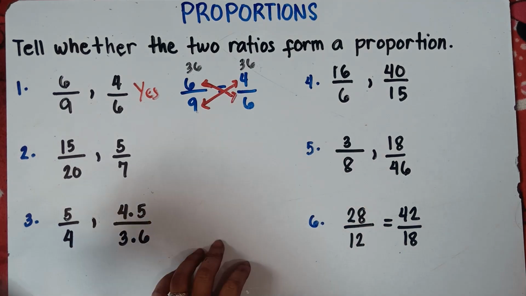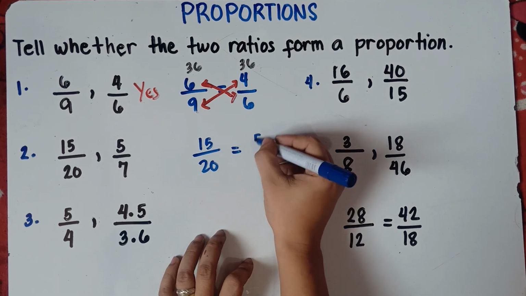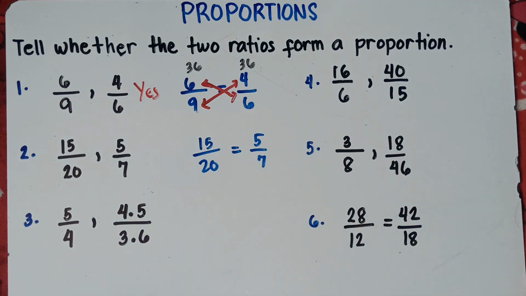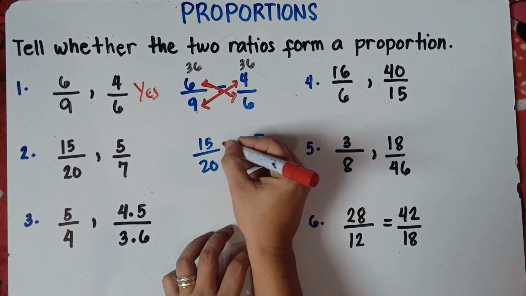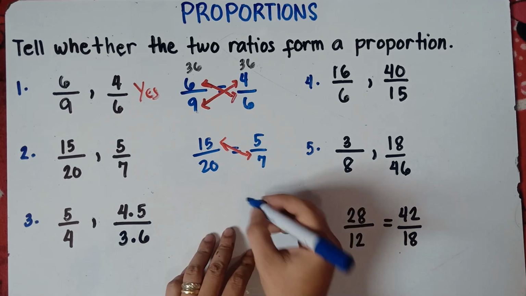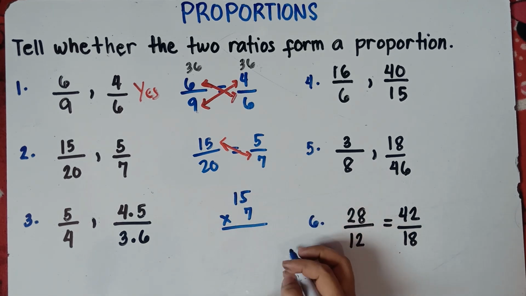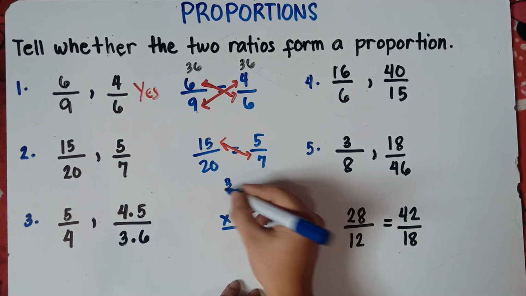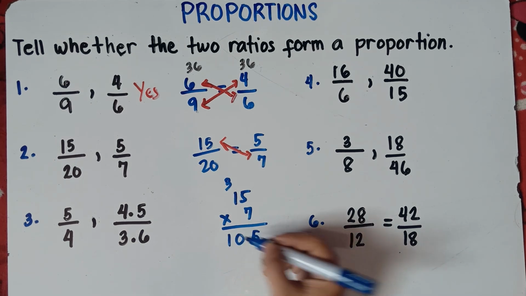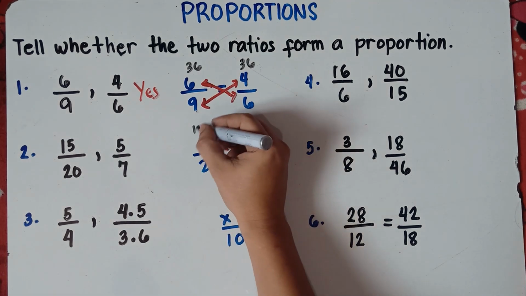We can write this one as 15 over 20 is equal to 5 over 7. So let's check, class, if these two ratios will form a proportion. Let's do the cross multiplication. So we multiply 15 times 7. What's the answer, class? 15 times 7. Let's do that. 7 times 5 is 35, 5 carry 3. 7 times 1 is 7 plus 3, that is 10. So that would be 105.